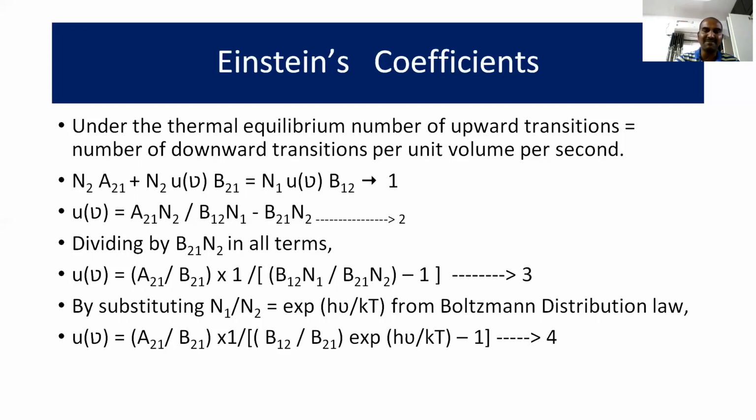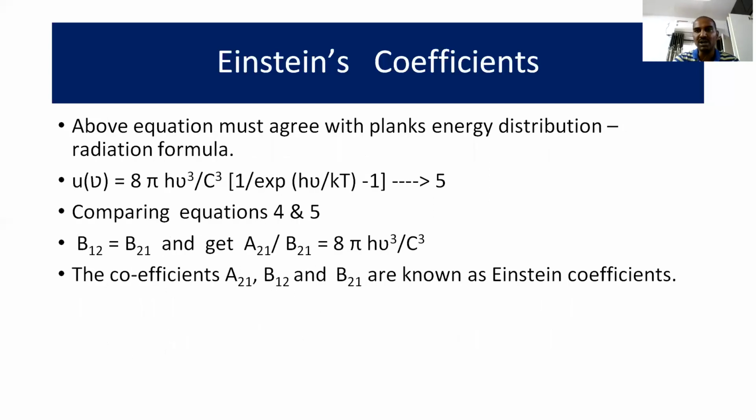By substituting N1 by N2 as exponential of h nu by kT, which is the Boltzmann distribution formula, we get the expression for U nu as A21 by B21 into 1 by B12 divided by B21 exponential of h nu by kT minus 1. Here B12 and B21 are the same. B12 is the Einstein coefficient for absorption and B21 is the Einstein coefficient for stimulated emission. Both have the same energy.